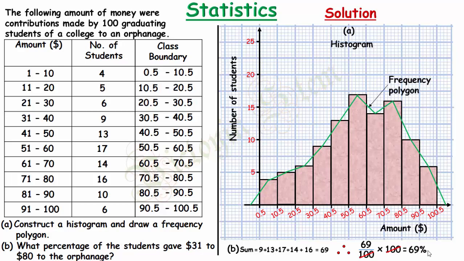So we're done with the problem at hand. We'll be able to get the histogram, the frequency polygon, and the percentage number of students that give from 31 to $80 to the orphanage.